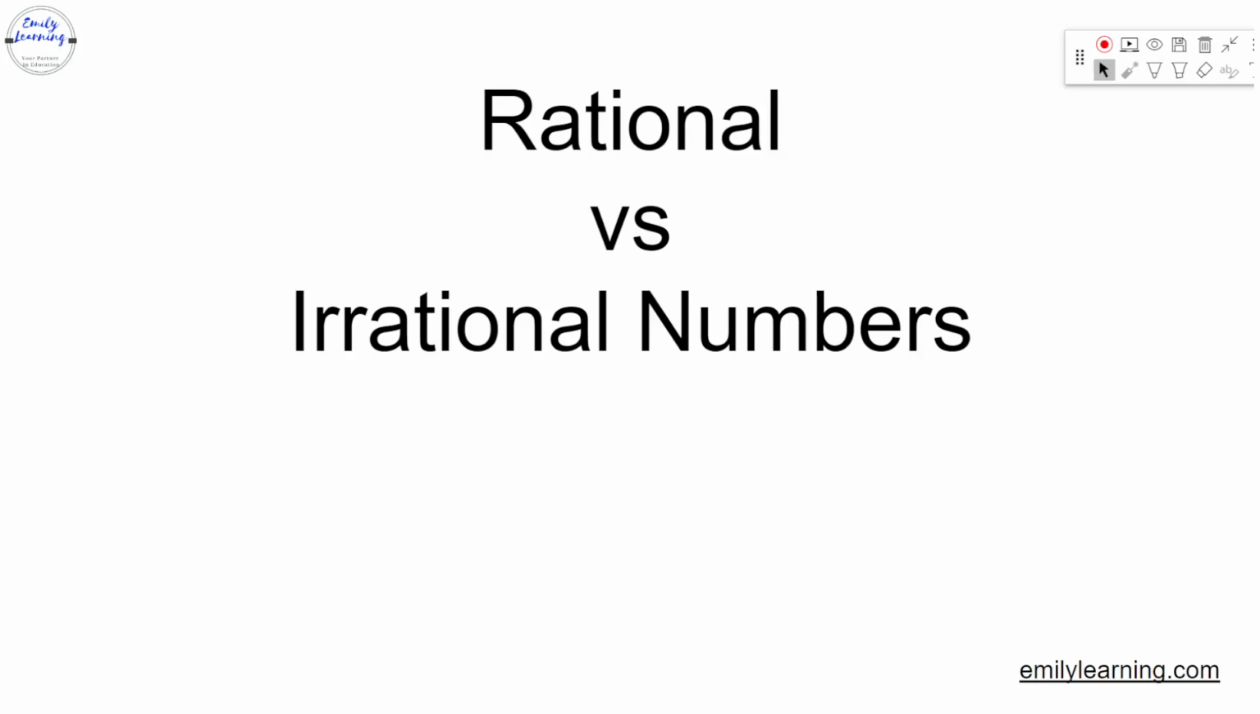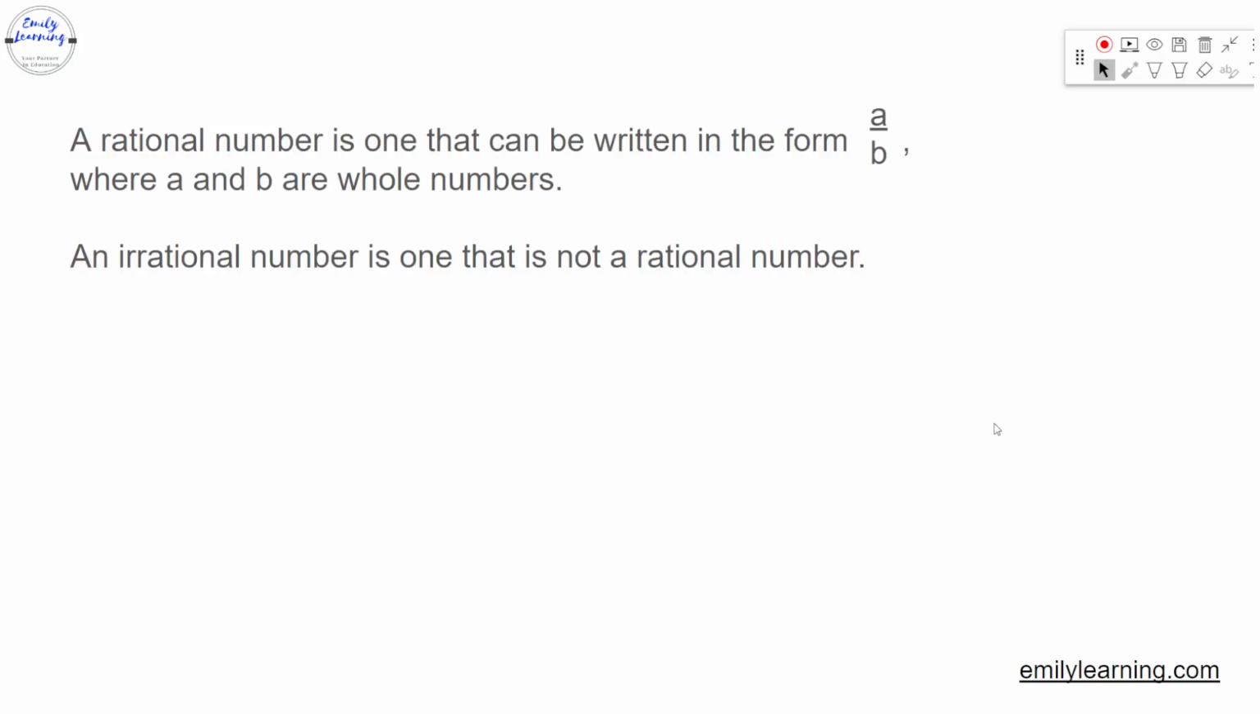In this lesson, we'll be talking about rational versus irrational numbers. So what are rational numbers? Well, a rational number is one that can be written in the form A over B, where A and B are whole numbers. And an irrational number is basically the opposite of a rational number. That means it cannot be written in the form A over B, where A and B are whole numbers. So let's take a look at some examples of rational numbers.